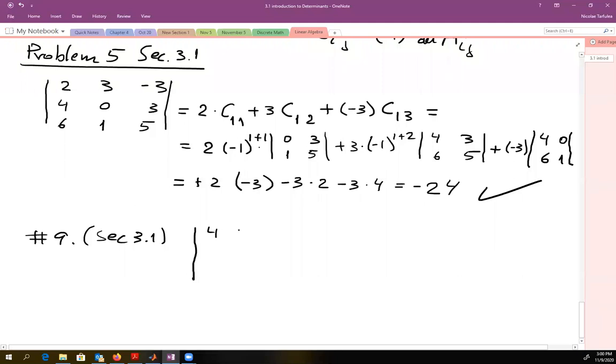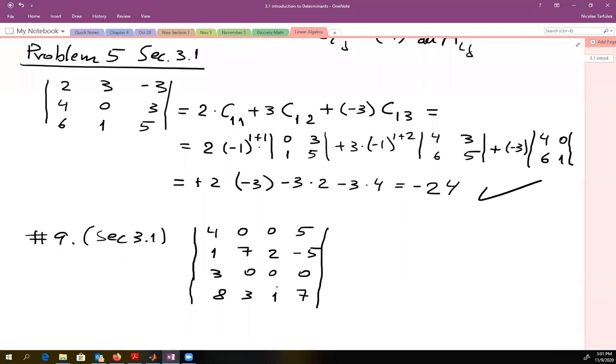Whose entries are 4, 0, 0, 5, 1, 7, 2, -5, 3, 0, 0, 0, 8, 3, 1, 7. Okay, it's a 4 by 4 determinant. And what do you think, what row or column should be chosen, to minimize the amount of computation?